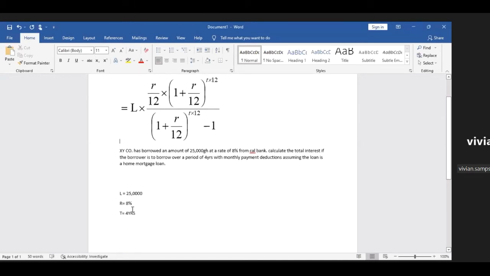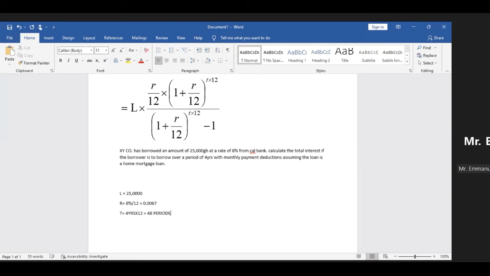Do you agree? Then when we divide it by 12, we are going to have 0.0067. I want you to follow. Is that the case? Yes. Okay. Then the number of years, we'll multiply it by 12, and that will give us 48 periods. Okay, so this is what we have.